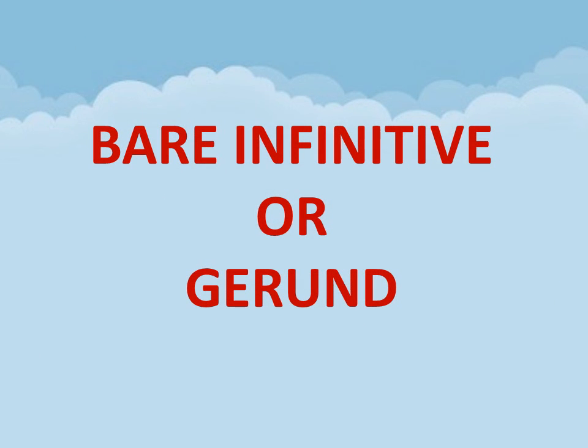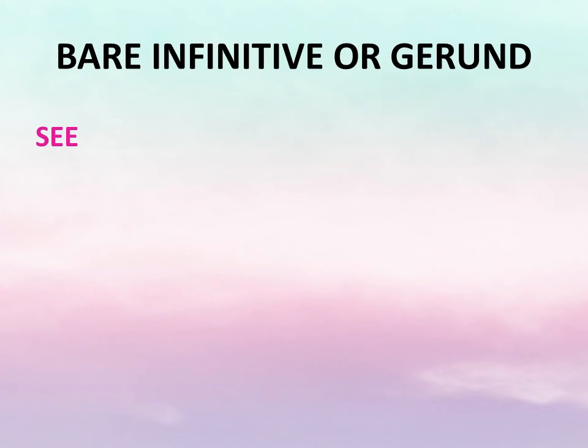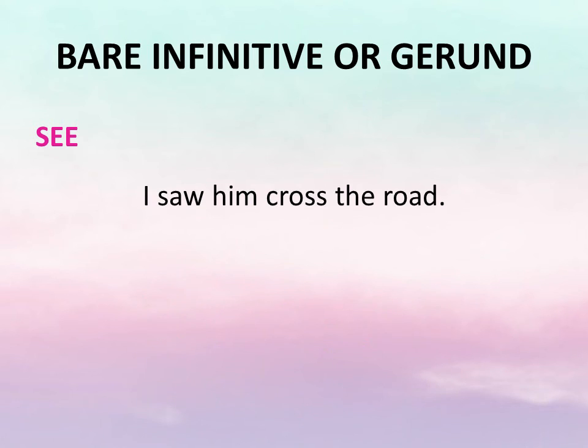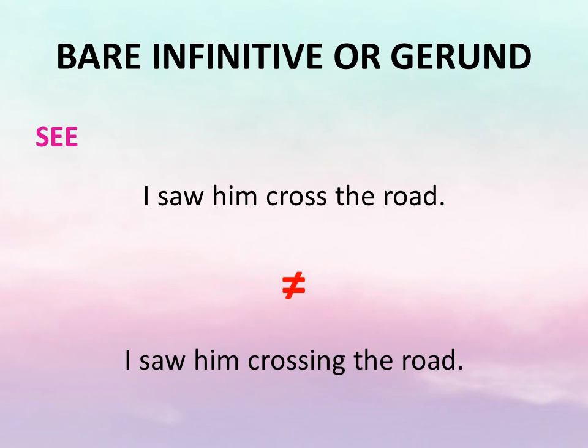We can use either the bare infinitive or gerund with many verbs of perception. The meaning is quite different depending on which one we choose. See. I saw him cross the road. It means I saw the whole action from start to finish. But let's look at I saw him crossing the road. Now it means I saw part of the action. So the two examples have different meanings from each other. Remember that.